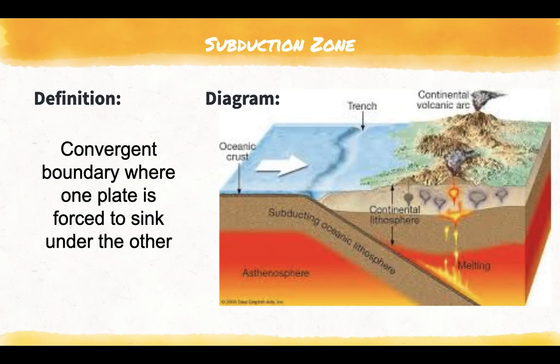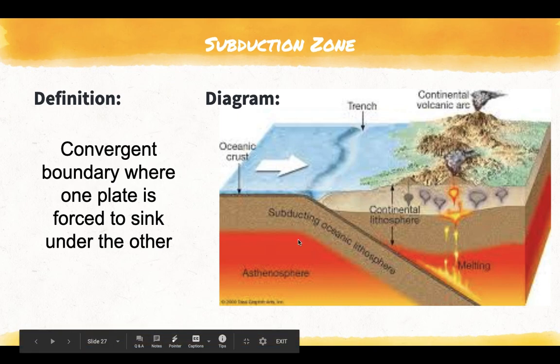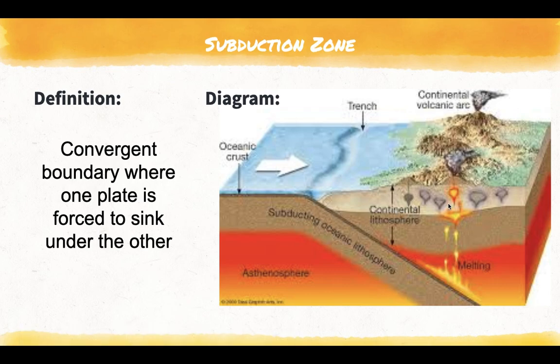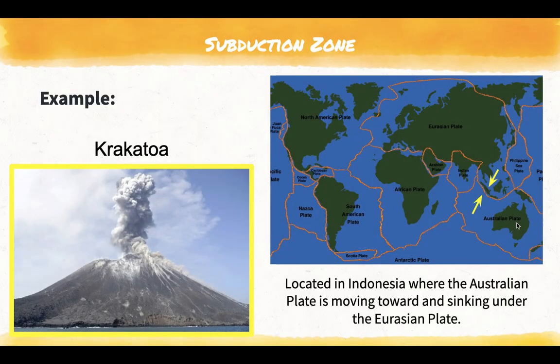So the first location we'll talk about where volcanoes form, you are very, very familiar with. This is where we live. Mount Rainier is a great example of a subduction zone volcano. Subduction zone volcanoes form when you have one tectonic plate being pushed under another tectonic plate. And other than Mount Rainier, there are many subduction zone volcanoes around the world. Another example would be Krakatoa, located over in Indonesia, where you have the Australian plate moving toward and actually sinking under the Eurasian plate here.